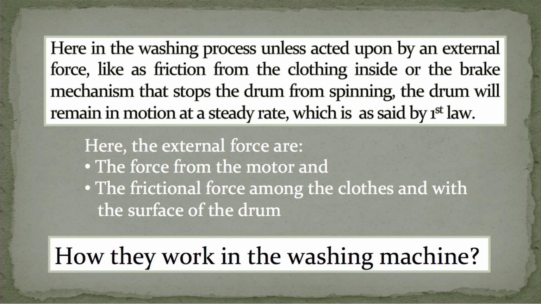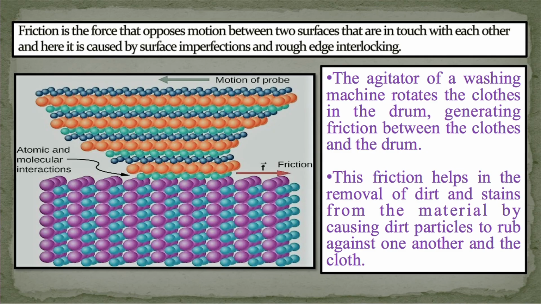Here in the washing process, unless acted upon by an external force, like friction from the clothes inside or the brake mechanism that stops the drum from spinning, the drum will remain in motion at a steady rate. Now frictional force comes into play. Friction is the force that opposes motion between two surfaces that are in touch with each other, and here it is caused by the surface imperfections and rough edges interlocking.